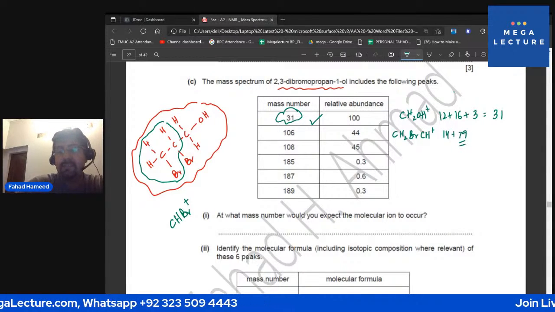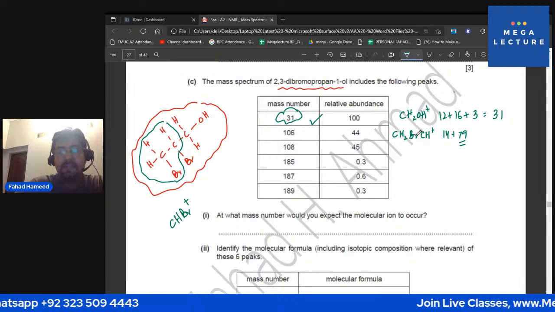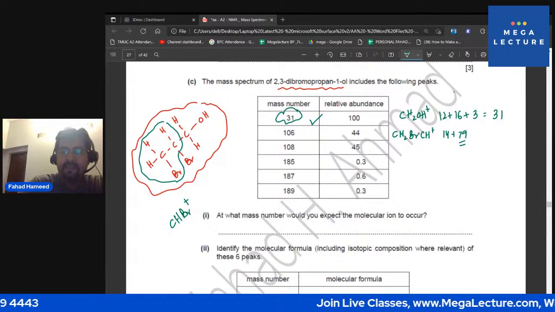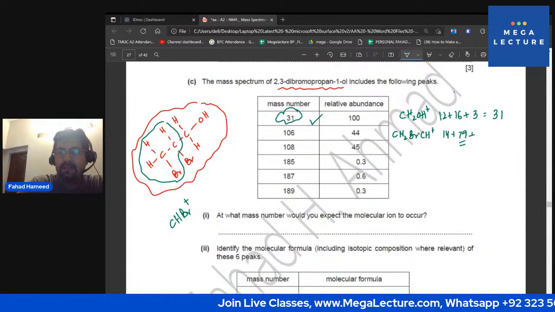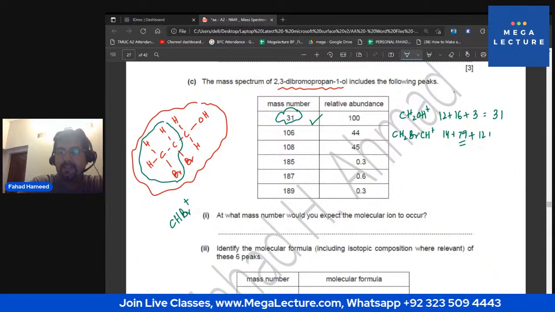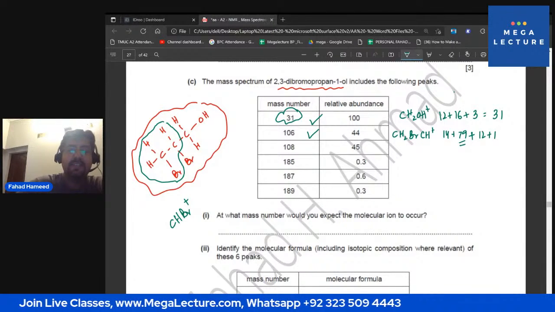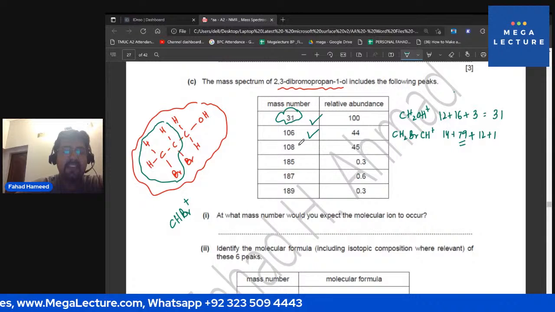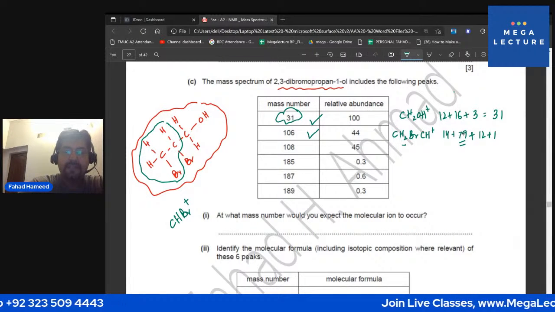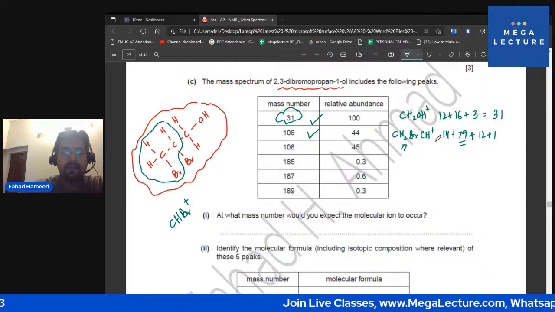They're also asking about the isotopic composition. So you have to tell them that I'm taking Br as 79. And then there is carbon, and then there is another hydrogen. So that's 1. So that is 106. So I figured out 106. Same way I can figure out 108. That's very easy. Just take the other one. That's 81. So it's going to be the same one, just 81 over here.